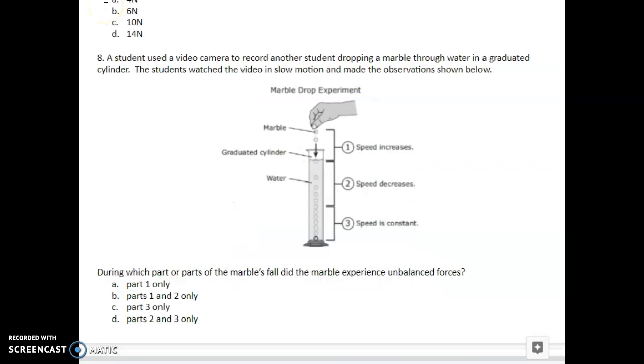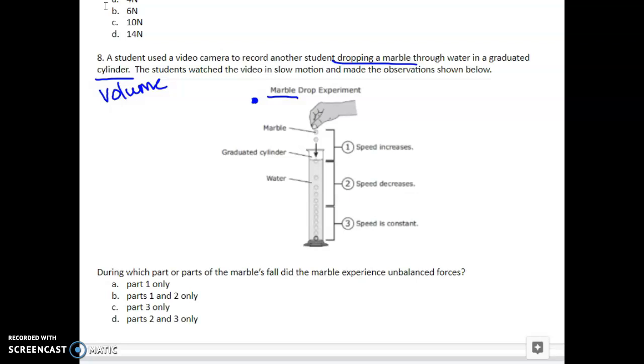Number 8, a student used a video camera to record another student dropping a marble through water in a graduated cylinder. Graduated cylinder we use to show volume. The students watched the video in slow motion and made the observations shown below. Okay, observations shown below. So we've got this marble, which is this little glass ball that is being dropped.